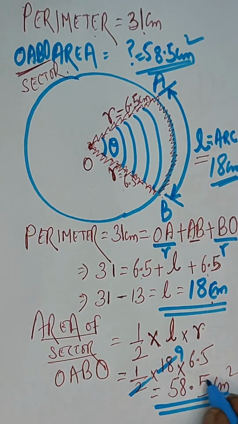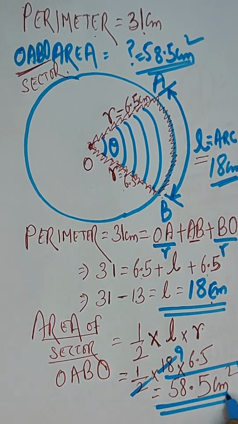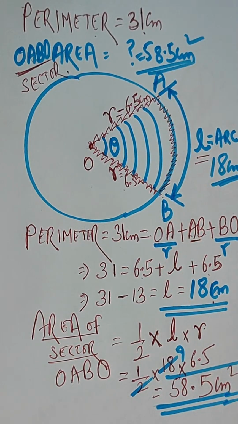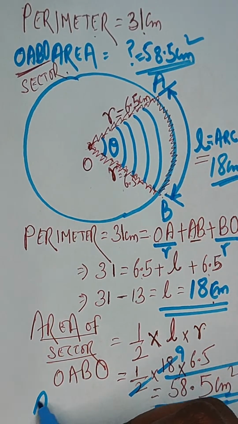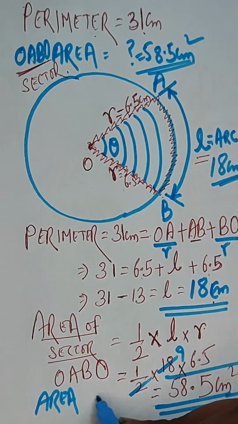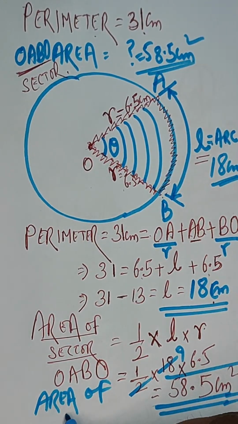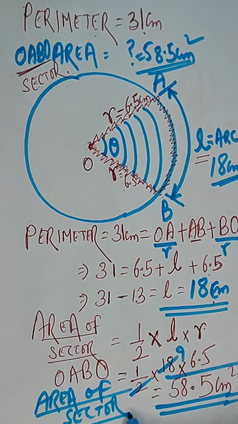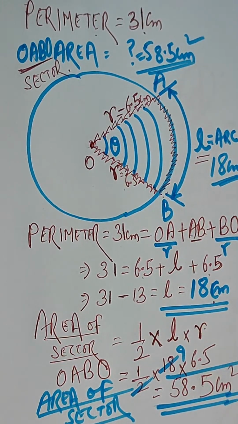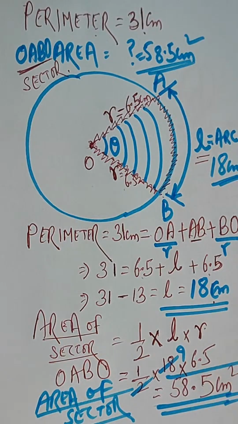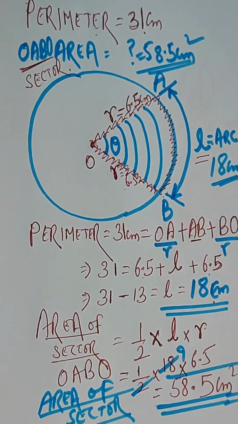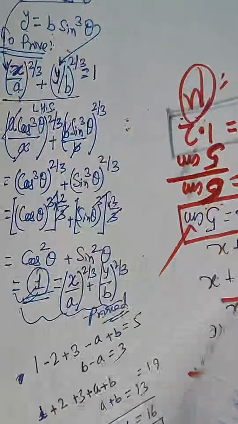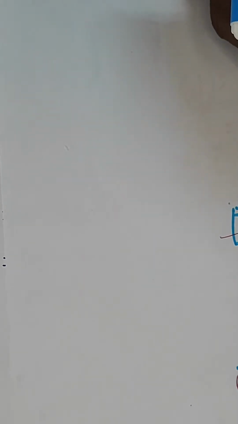58.5 centimeter square is the area of the sector, my dear friends, right? Now I'm going to take another question of coordinate geometry. I have already published the solution of this question yesterday, but let me take up the question again so that I can explain the things in front of you.